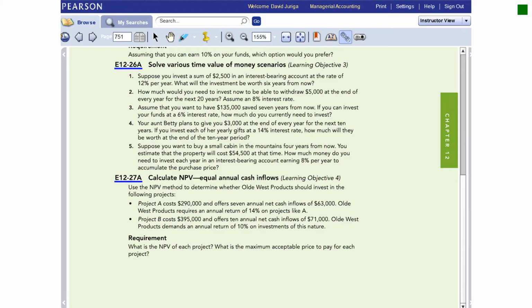Okay, so I'm going to show you another problem with a net present value. This is going to be exercise 12-27A. You're going to be using the NPV method to look at two different types of projects.